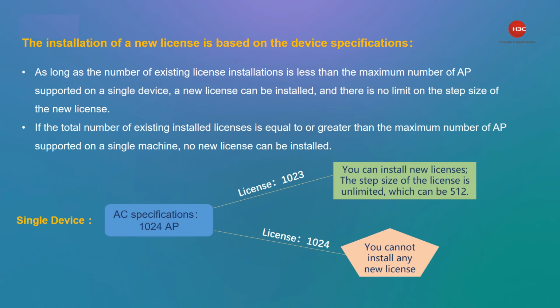First, let's take a look at the situation of a single AC. Assuming that the AC supports a maximum of 1024 APs, and the total number of licenses currently installed is 1023, you can install a new license, such as installing a 512 step license. After installation, the total number of licenses is 1023 plus 512. But if the total number of installed licenses on the device has reached 1024, no new license can be installed.